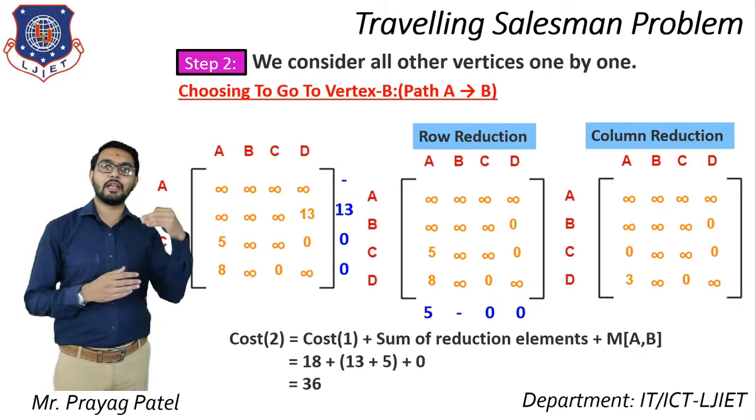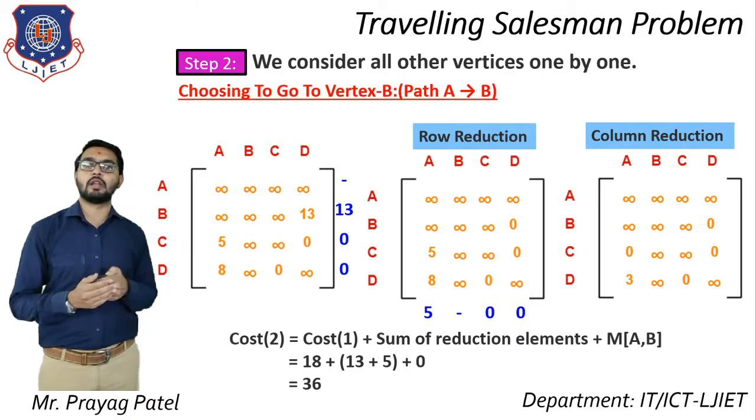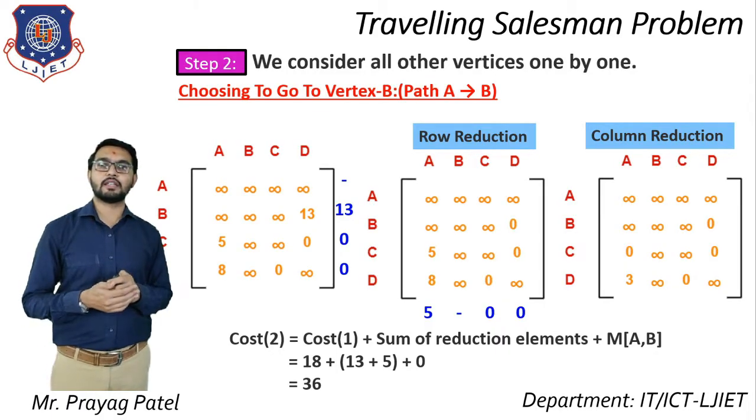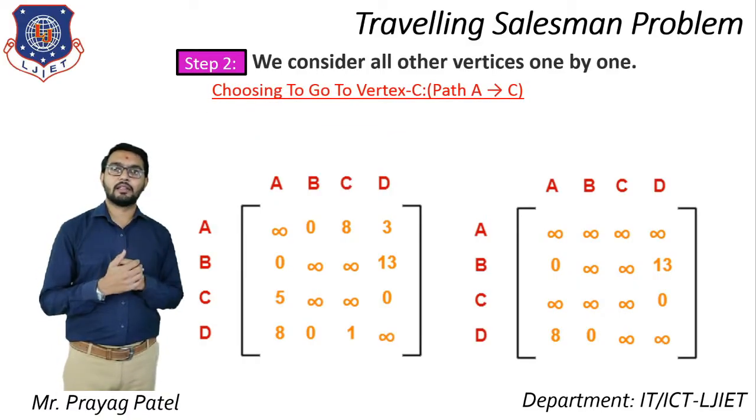So we already wrote in our previous step the value of MAB equal to 0. So consider this value as 0. So the final value of this is considered as 36 as your answer. Now consider the next path.